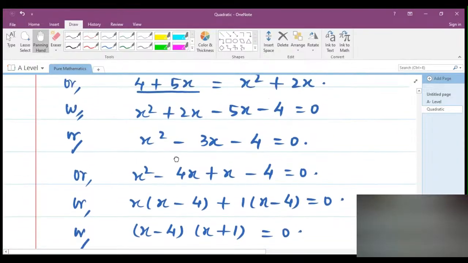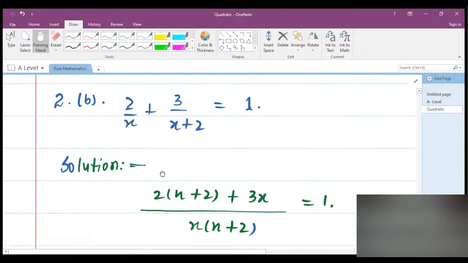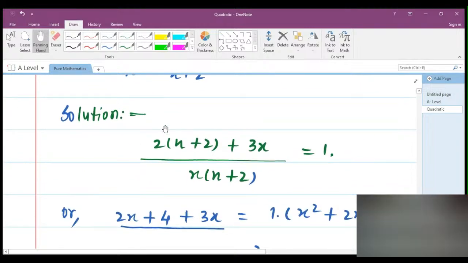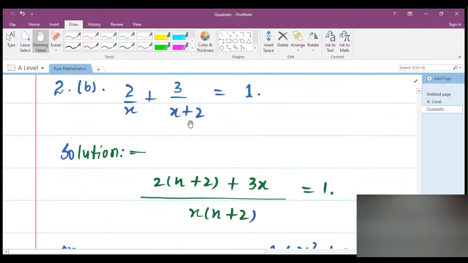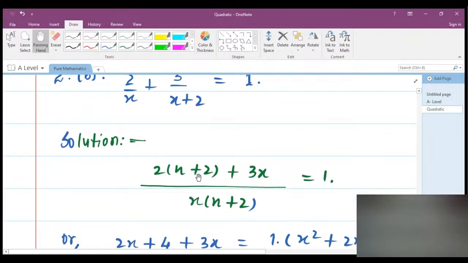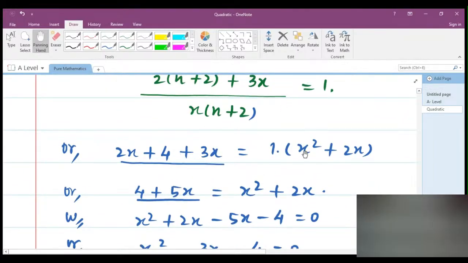So let's see the solution of this question. This is the question: 2/x + 3/(x+2) = 1. So x into (x+2) will be the LCM. So here will be 2 into (x+2) plus 3 into x, equal to 1. So when x(x+2) moves to the right hand side, then we get this one. And in the left hand side, we have this one.